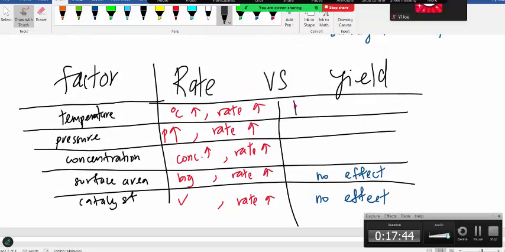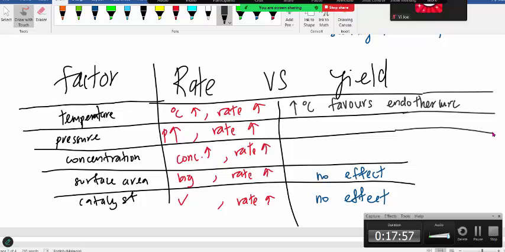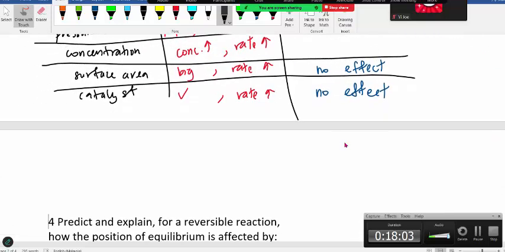So how to explain? High temperature favors the endothermic reaction. So it's not high temperature, high yield. It depends. If the forward is endo, then good. Okay, now pressure.